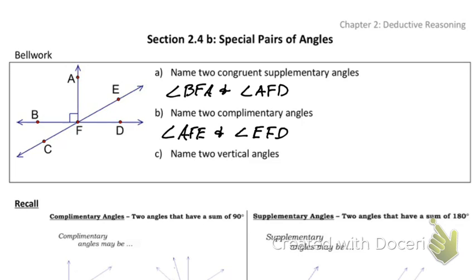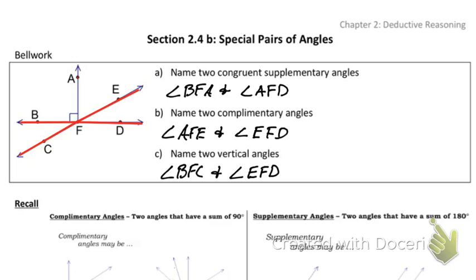Name two vertical angles. You got that one? Angle BFC and angle EFD. Let's check that out. So you said BFC. BFC is that guy. And you also said EFD. Does that look like two straight lines? Yep, and they're across from each other.